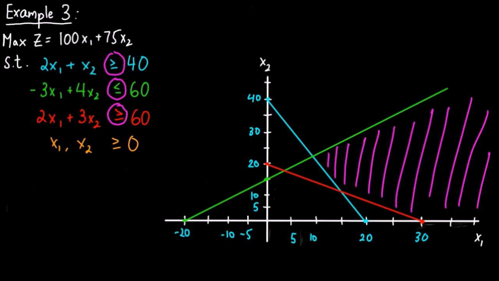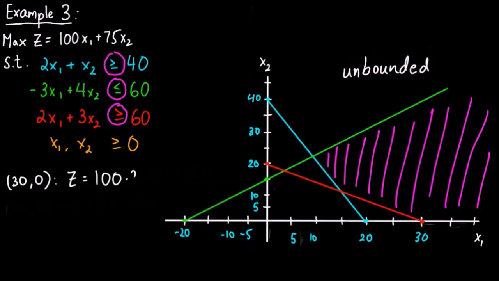So something to notice about this region is that it's unbounded. We do have boundary points, but this region itself is not closed. We can continue shading in the region indefinitely. And this plays a role when we're trying to find our optimal solution. So if you look at a few points inside the feasible region, let's say we look at (30, 0), then the z value will be 100 times 30, which is 3,000.